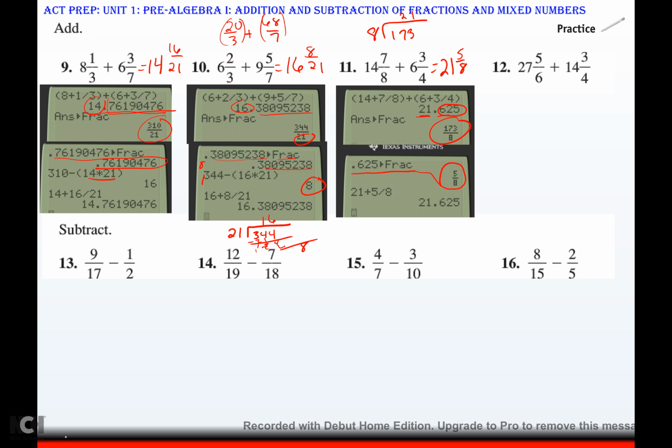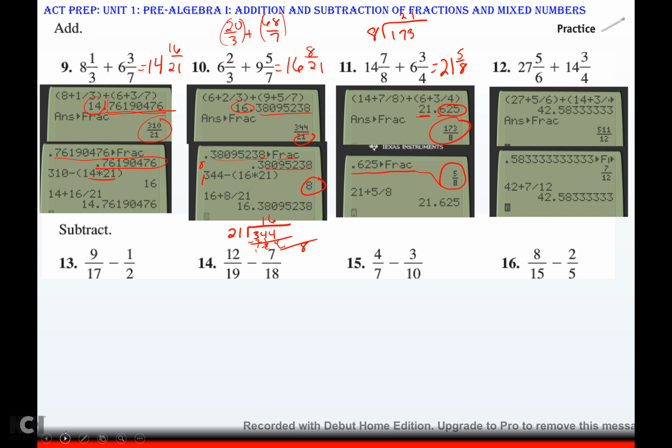Okay, try 12. I typed it in, I got 42.583 repeating. As a fraction it is improper, but this says 12 goes into 511 42 times and 0.583 repeating left over. So to figure out what 0.583 repeating is, I math enter it, and I get 7/12, which means my answer is 42 and 7/12.